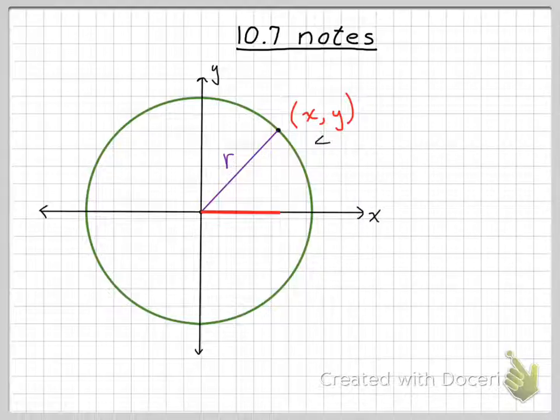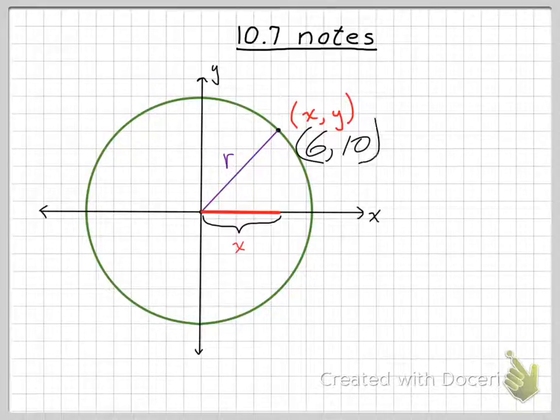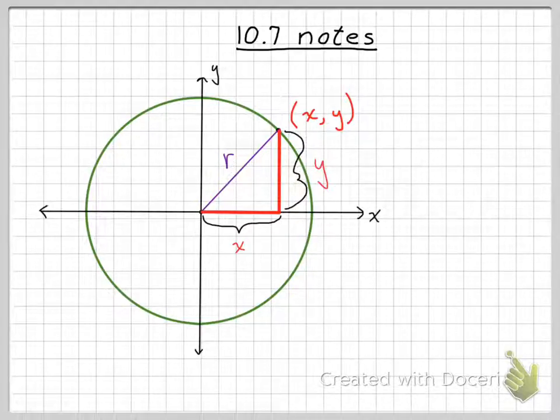So again, if I'm pretending this is the point 4, 5, then this must be a distance of 4, and this must be a distance of 5 to get to my point 4, 5. So, my question to you is, if this is the point xy, then what is this distance here? Well, it must be the distance x, whatever it is. If this was the point 6, 10, then this would be 6, and this would be 10, correct? Next question, what is this distance here? Well, it's the distance y.